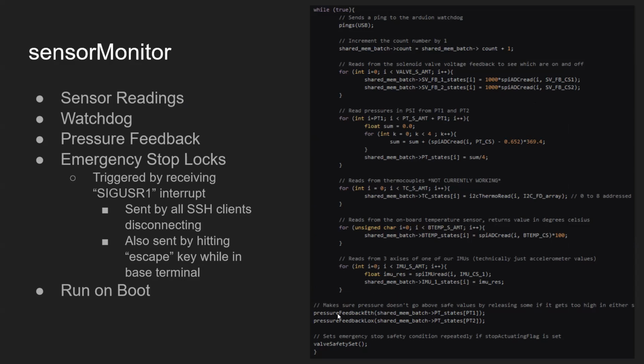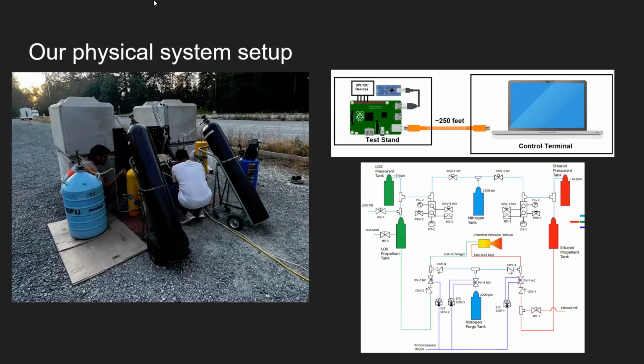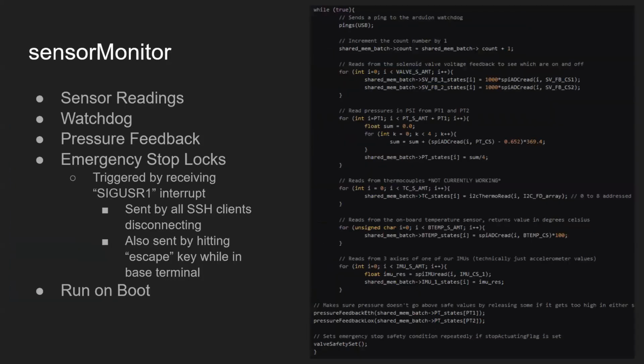And then we also do a pressure feedback loop. So we constantly monitor the PT pressure of 1 and 2. In that case, that's LOX and ethanol, or I guess ethanol and LOX. And we check those pressures, and if they're too high, so again, here in sensor monitor, if that pressure is too high, then we bleed off some pressure. And then if it's within an acceptable range, again, we close that valve and stop bleeding off pressure. So this is running all the time whenever the Raspberry Pi is on.